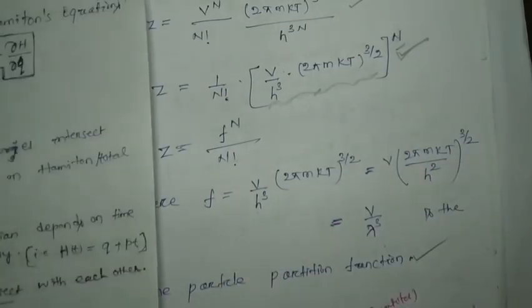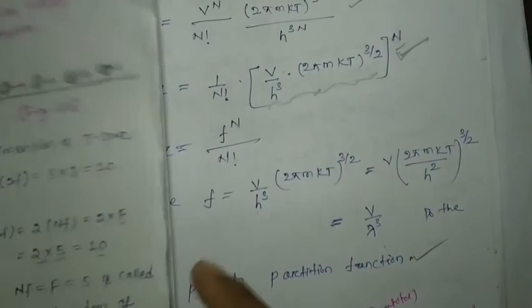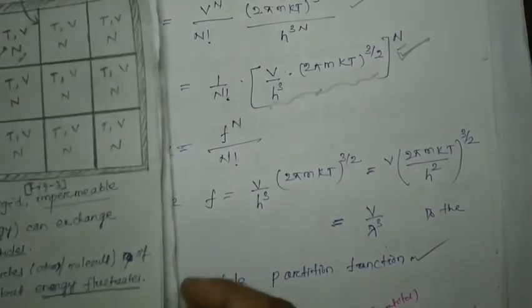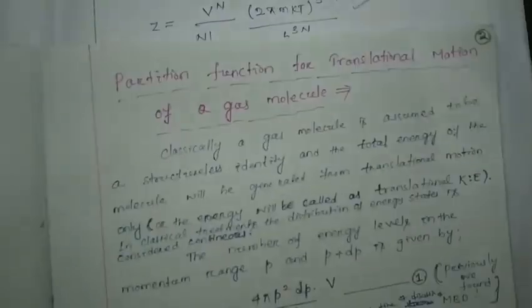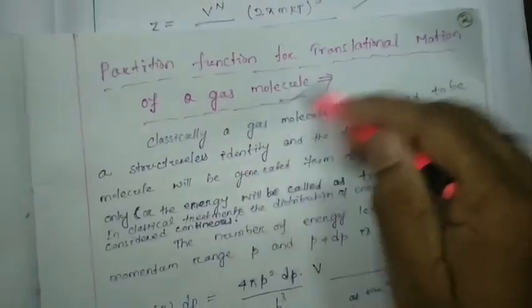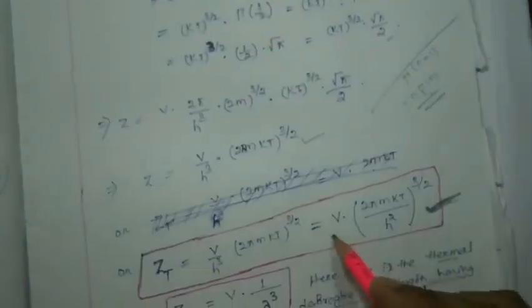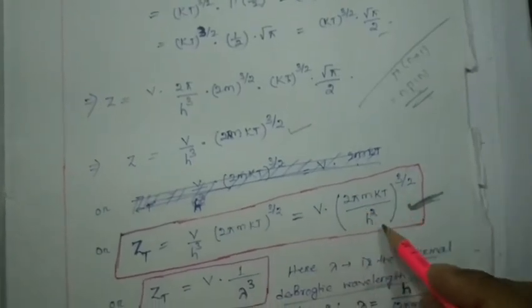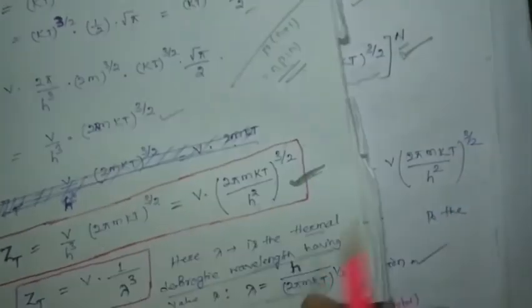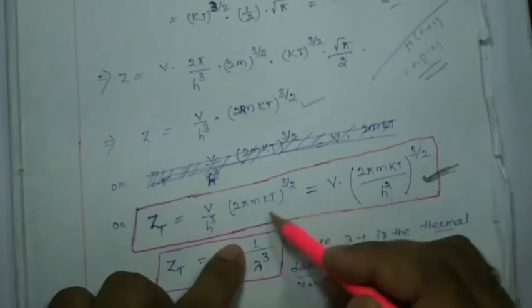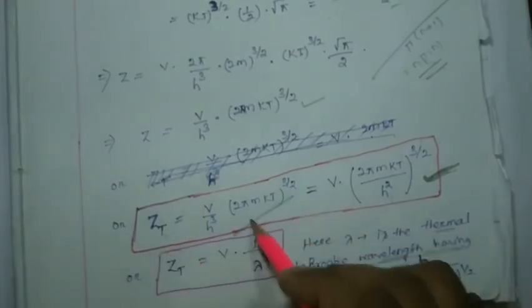I am going to show you the expression. You can check your previous note, where we discussed this one. After the partition function, we discussed the partition function for translational motion of a gas molecule. How much value did we find? We found V into (2πmkT/h²) to the power 3/2, right? Or you can write this as (V/h³)(2πmkT)^(3/2). This is the value we found.